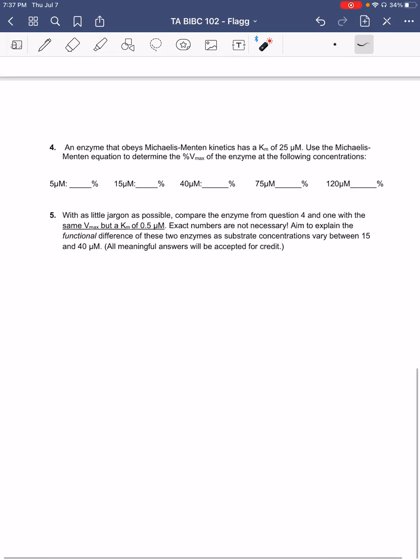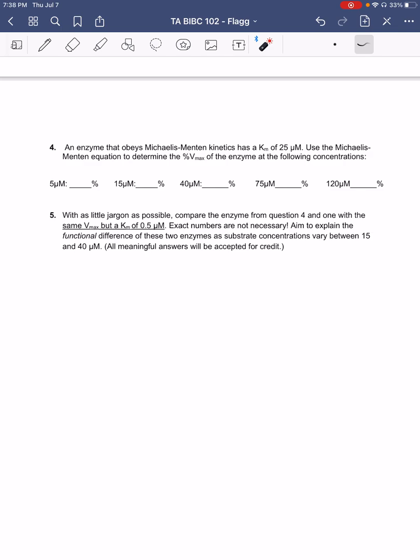Question number 4, this one is a little bit of calculation, so let's take a look. An enzyme obeys Michaelis-Menten kinetics, and it has a Km of 25 micromolar. Use the Michaelis-Menten equation to determine the percent of Vmax of the enzyme at the following concentrations. Now let's break down this question a little bit.